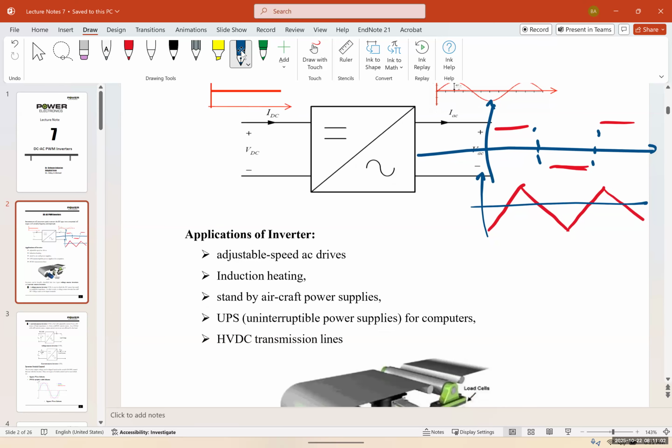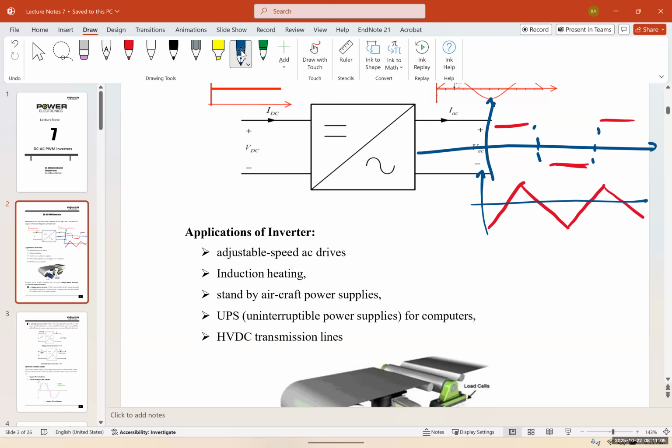Some applications of inverters are adjustable speed AC drives, induction heating, standby aircraft power supplies, and UPS, which is a big market for these. The UPSs are the uninterruptible power supplies for computers, and the HVDC, or high voltage DC transmission lines. Other applications that I see for inverters are HVAC systems, and they have become very popular in recent years.